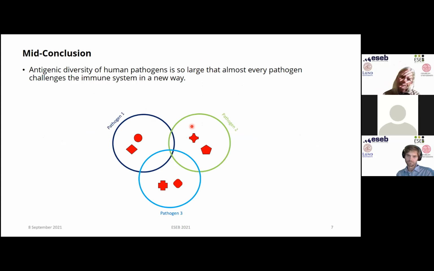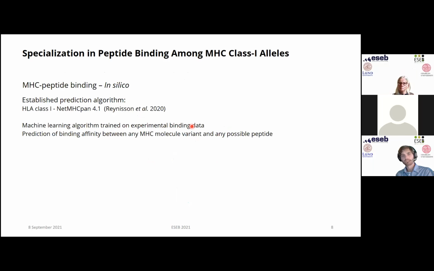Now, the next step is to find out how this antigenic diversity shapes our immune genes, our immune diversity. To do that, we have employed an in silico approach. We used an established binding prediction algorithm, namely NetMHCpan. This is a machine learning algorithm that is trained on experimental binding data, and it allows prediction of binding affinity between any MHC molecule and any peptide that we provide.